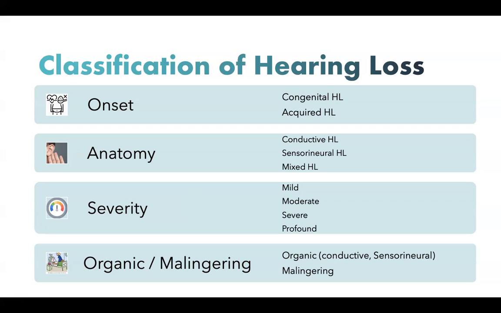Now, depending on the type of the patient, there is the organic hearing loss, where there is an anatomical or physiological cause that we can point to. And there are malingering types of patients, who don't actually have an organic issue. So we call them malingering patients.